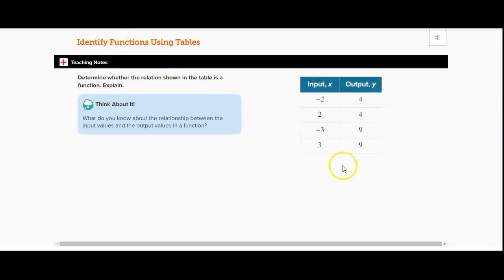Sorry, this loads a little slow. If we look, each x only occurs once. Now, it doesn't matter that we have separate y's or the same y. This x only has one y. This x only has one y. This x only has one y. So x cannot be repeated, but y can be repeated.